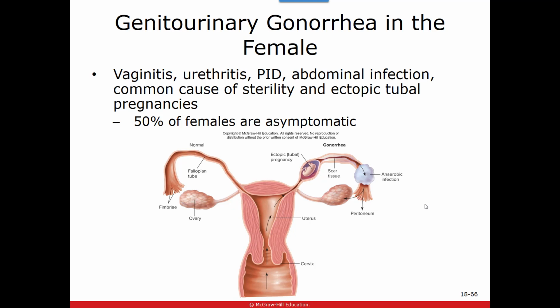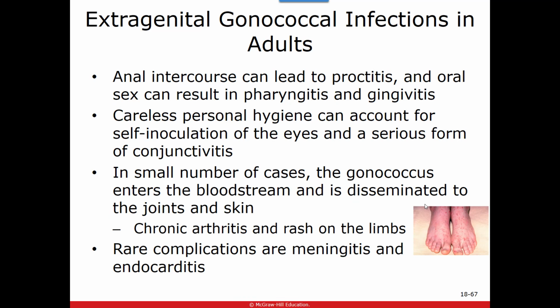Now, kind of how we get it. Because it's not only causing STDs. It's still a bacteria, it's out there. Anal intercourse can lead to proctitis. Oral sex can lead to pharyngitis and gingivitis. If you've got poor hygiene, if the bacteria gets anywhere on your hands and you touch your eyes, you can suffer from a very serious form of conjunctivitis.